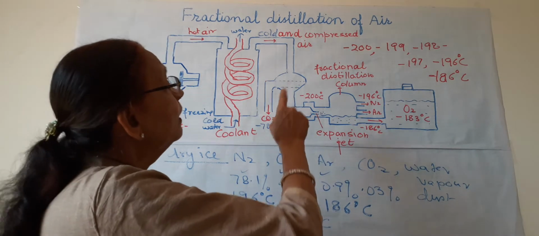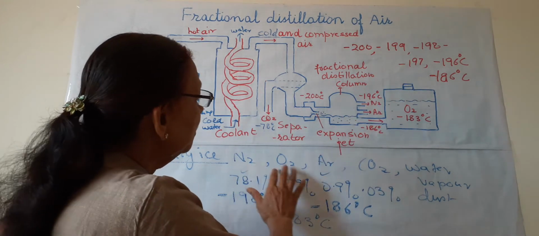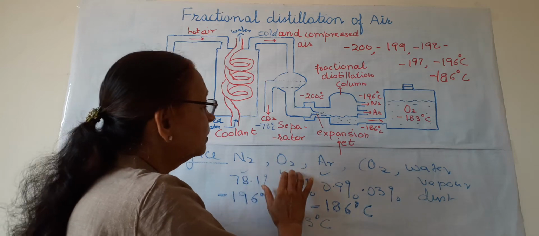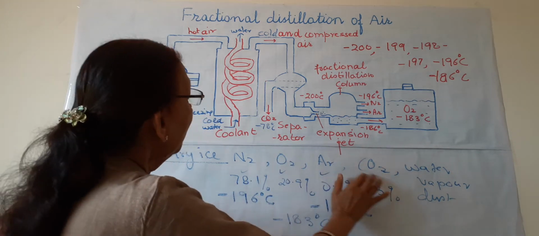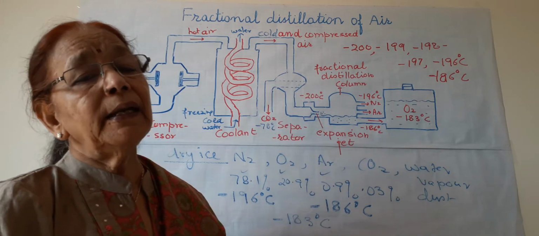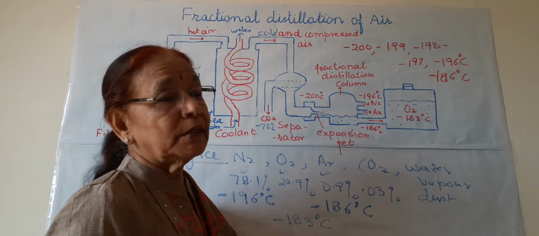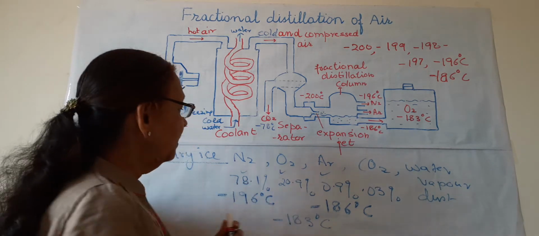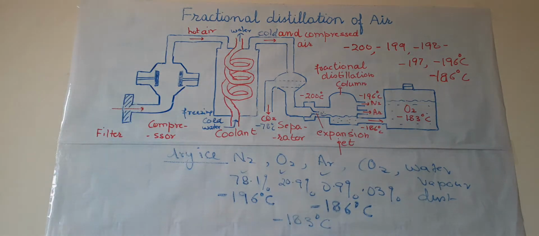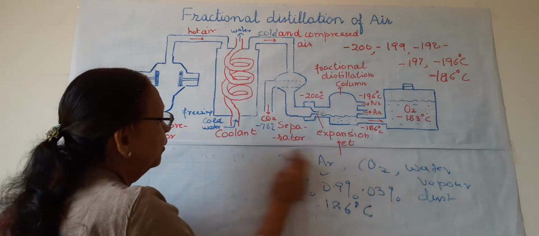In this way, fractional distillation of air is done, and the main components nitrogen, oxygen, argon and carbon dioxide also are separated and we have them for different uses. So this is about the fractional distillation of air. We will also learn crystallization today.